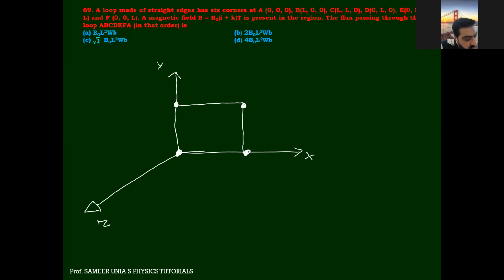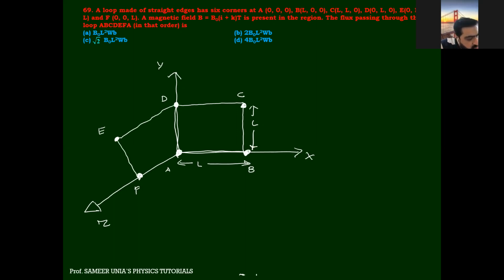This is one loop. Right? And what is this length? L. What is this length also? L. You know the coordinates, right? Okay, what does it say next? This is A, B, C, D. Okay, A, B, C, D. Fine. And then what does it say further? Where is E? (0,L,L). (0,L,L) will come here. This point. This is E. And the last point F is here.